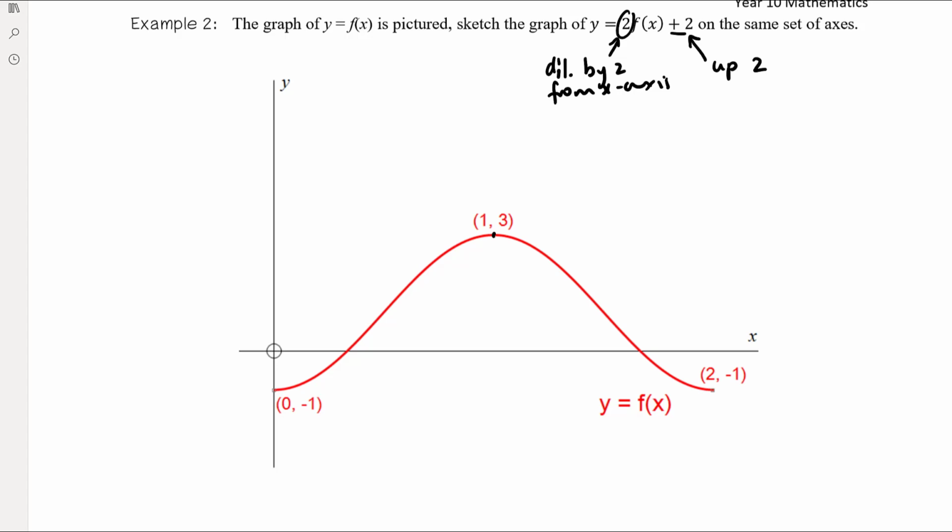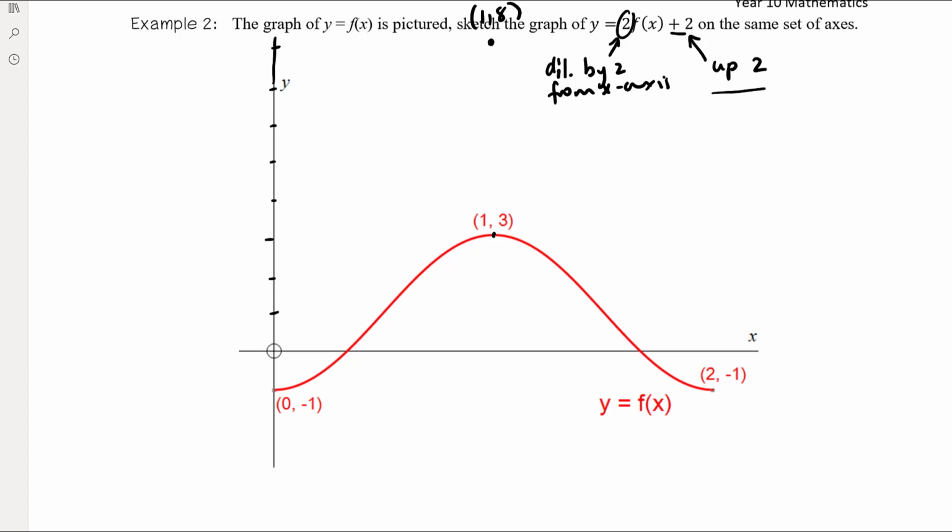So this point 1, 3, again, let's just try and get a bit of scale here. So that's 3, 4, 5, 6, 7. Now, I might not have left us enough scale here. If we take the point 1, 3 and we dilate it by 2 from the x-axis, we can double the y coordinate and it's going to go up to 1, 6. And then we also want to move it up by 2, so it's going to end up at 1, 8, which is going to be sort of right up here.